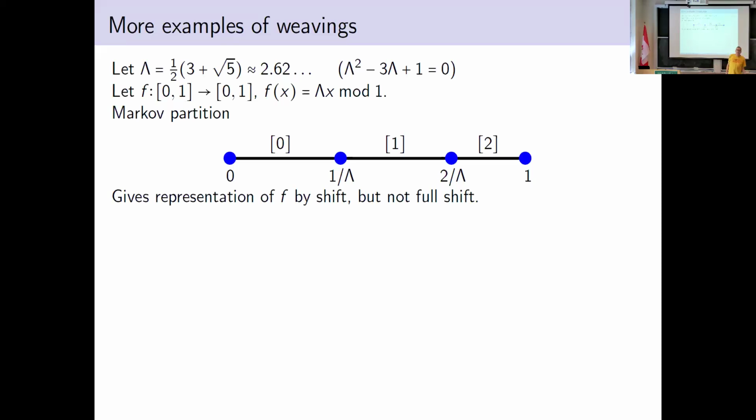Let's give it some name, some partition. The only thing I really care about is that I can represent it as a factor of the shift. That's the only thing I care about, to give a symbolic address to every point.